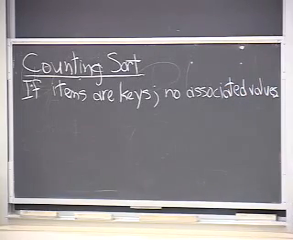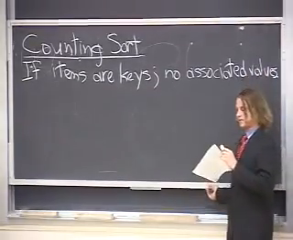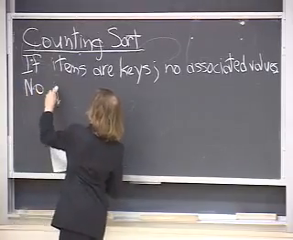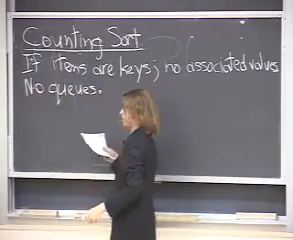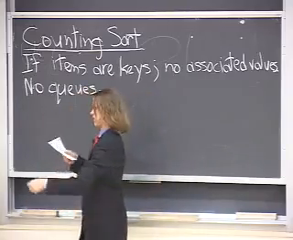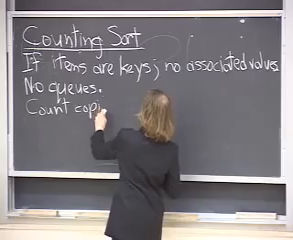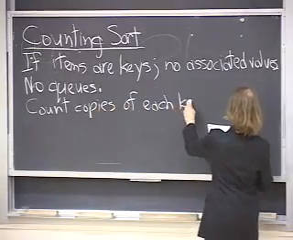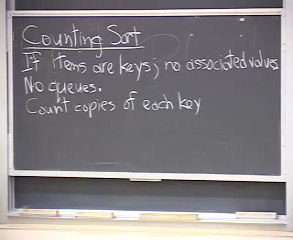Gives us a really easy sorting algorithm. You just count how many occurrences there are of each key. So unlike bucket sort, we don't need any queues. We just count the number of copies of each key. And then we translate that count into a sorted output array.